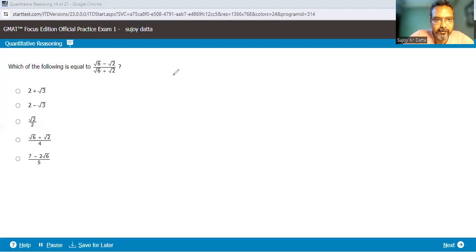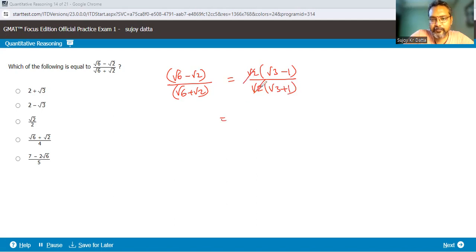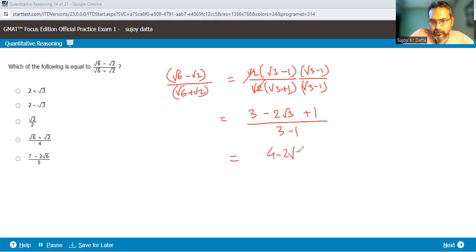So it is rationalize. We'll do root 6 minus root 2 divided by root 6 plus root 2. First step, instead of rationalizing straight away, take out root 2 common and get this reduced. So this is root 3 minus 1 and root 3 plus 1. Get rid of this root 2. Now you rationalize. So you multiply root 3 minus 1, root 3 minus 1. So on top is squared. So a squared minus 2ab plus b squared divided by a squared minus b squared here. So 3 minus 1. So that's 4 minus 2 root 3 by 2. So that's 2 minus root 3. So that's the second option.